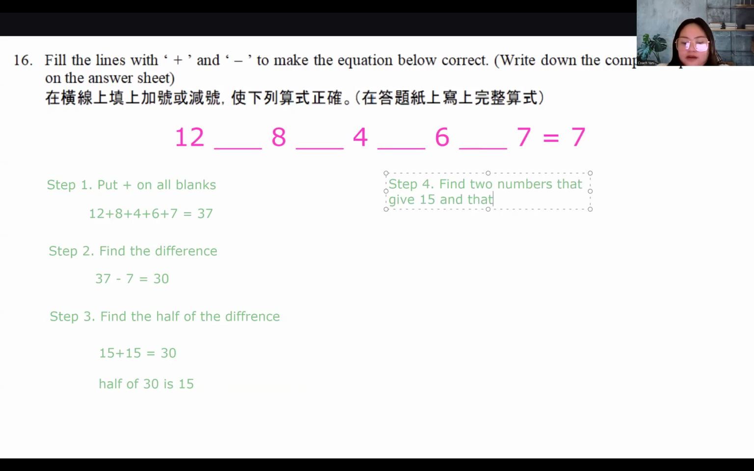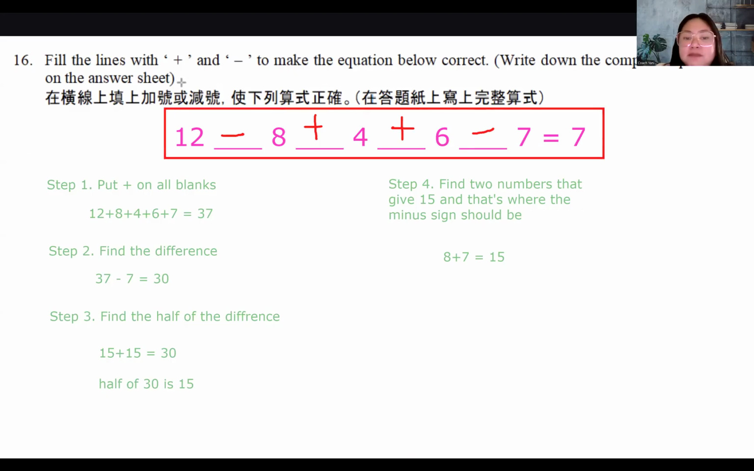And that's where the minus sign should be. So here, you know that 8 plus 7 is equal to 15. So therefore, the minus sign should go to the blank 8 and blank 7. And then all the other remaining blanks, you just put plus. And the answer that you will type in the class marker is this whole thing: 12 minus 8 plus 4 plus 6 minus 7, that's equal to 7. Okay?